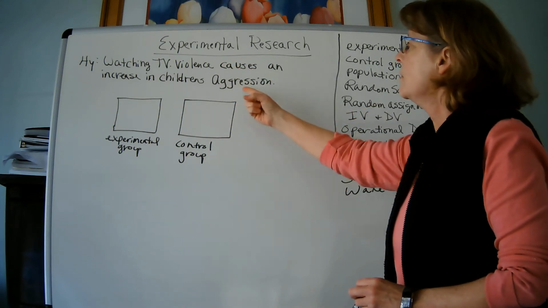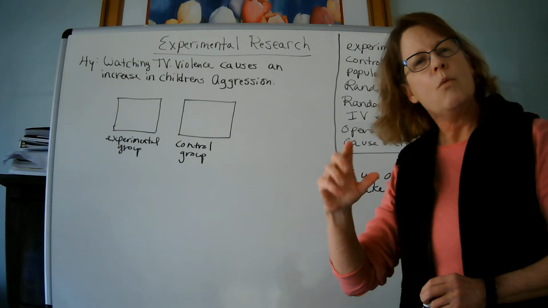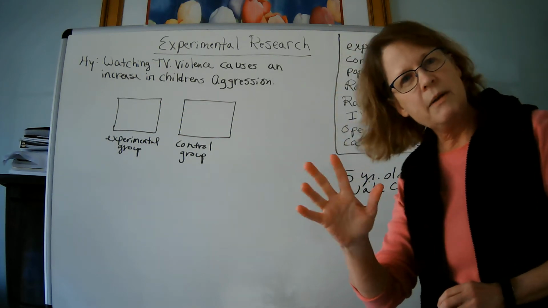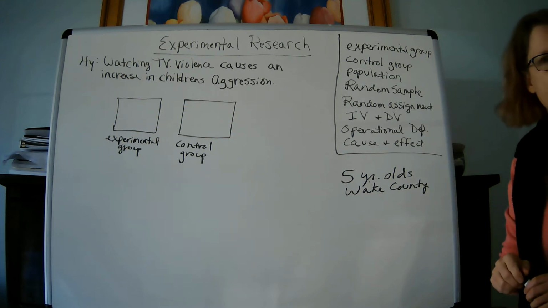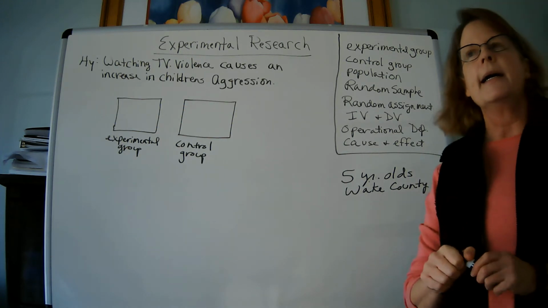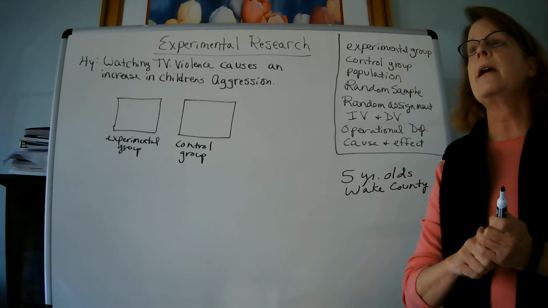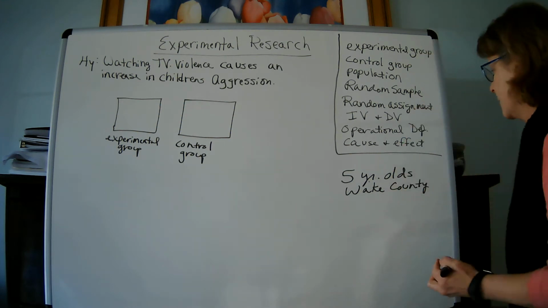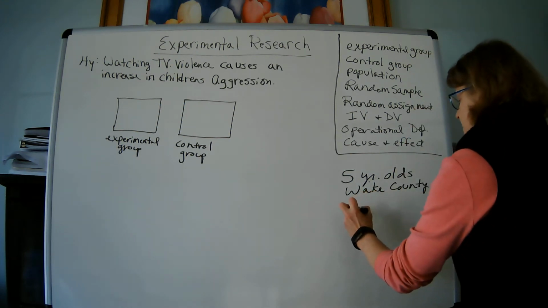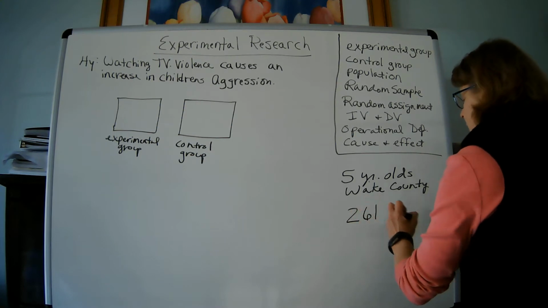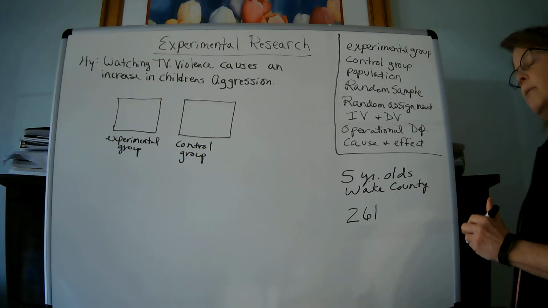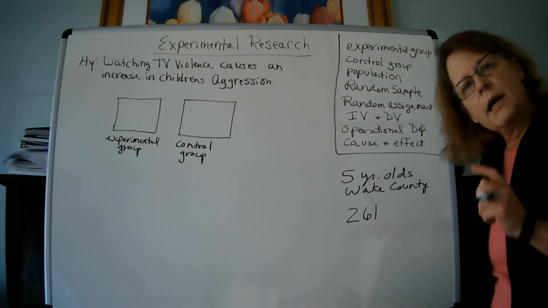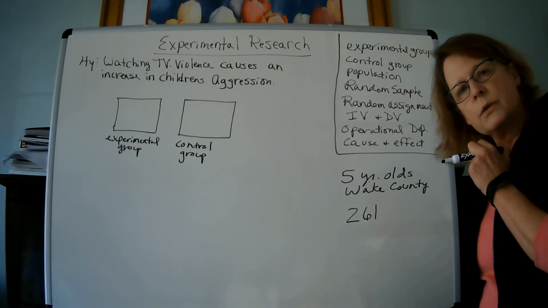Now, in terms of doing this research, what age children? Let's look at maybe 5-year-olds. So let's look at 5-year-olds in Wake County. And we're going to send out a notice to parents of kindergartners in Wake County. And we got sent back 261 said they would participate, but we only need 100. We only need 100 of those individuals.